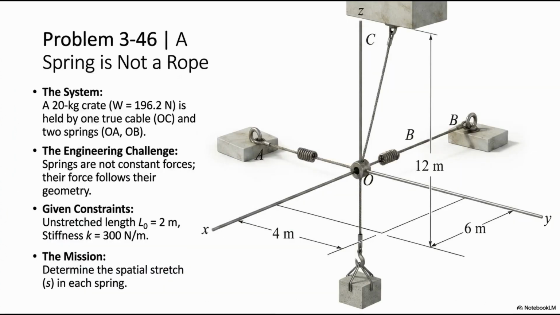Moving on to Problem 346, we explore how Hooke's law integrates with spatial vector mechanics. It is important to emphasize that even if equations are set up properly, treating a spring as a rigid cable will yield an incorrect result. The problem gives an unstretched spring length of 2 meters and a stiffness of 300 newtons per meter, asking us to find the resulting stretch.